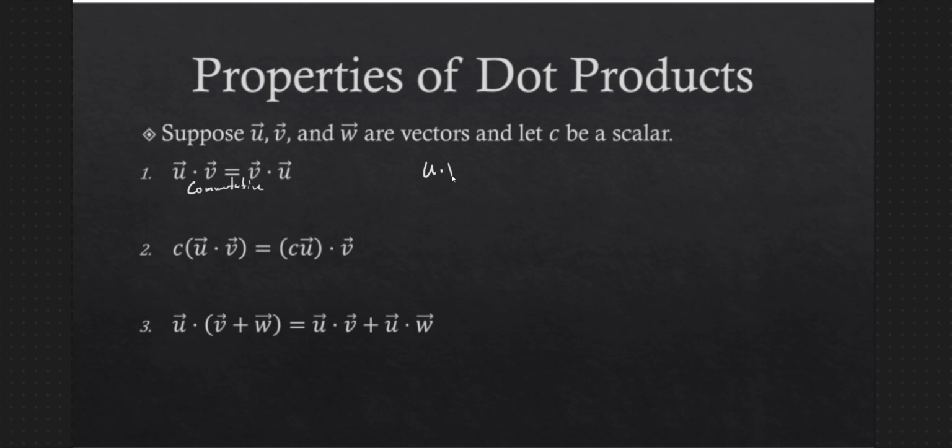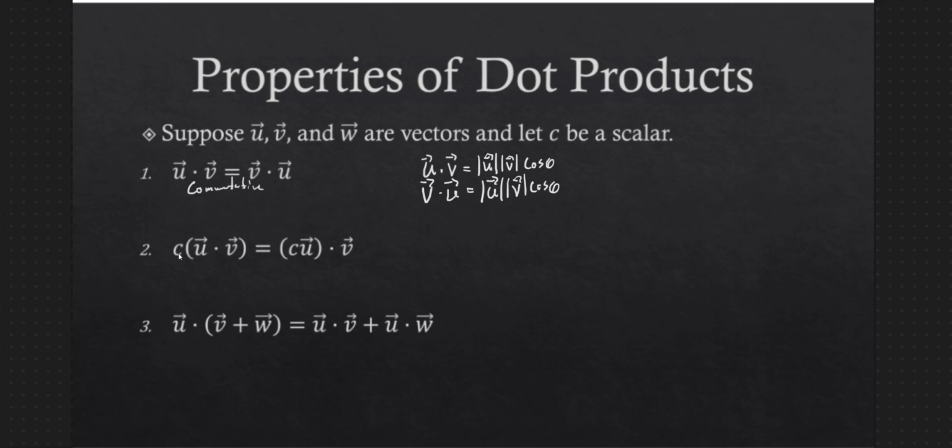That is, we know that u dot v is equal to magnitude u times magnitude v times the cosine of the angle between them. The interesting thing here is that the angle between them does not change if I change the order of them. So v dot u is also magnitude u times magnitude v times the angle between them, which is the same. And so they're exactly the same thing, which establishes that this product is commutative.